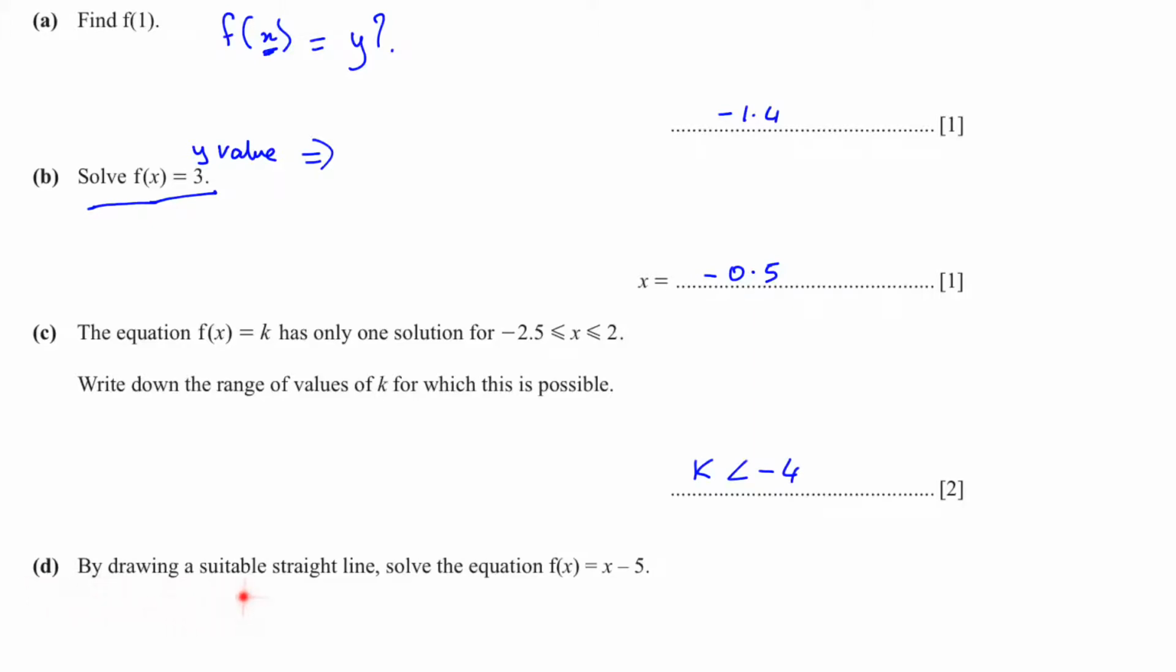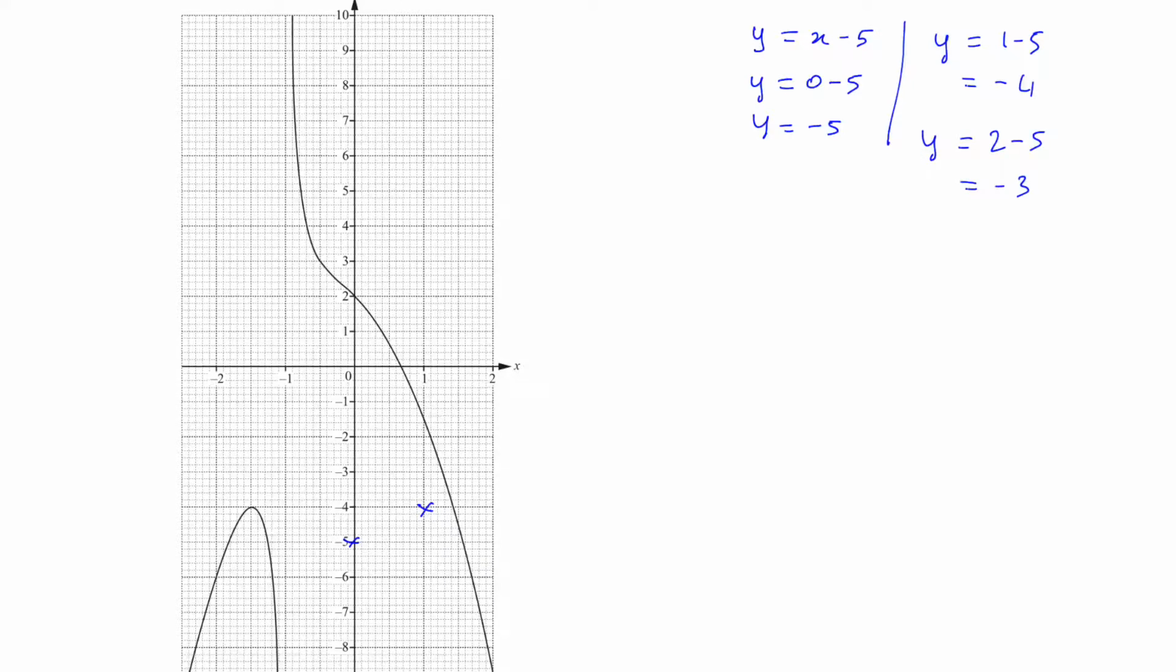Part D. By drawing a suitable straight line, solve the equation f of x is equal to x minus 5. We have to draw the line y is equal to x minus 5. In place of x, put 0. So when x is 0, y is negative 5. We got 1 point here. We can try another one. When x is 1, y is negative 4. And when x is 2, y is negative 3. That is here.